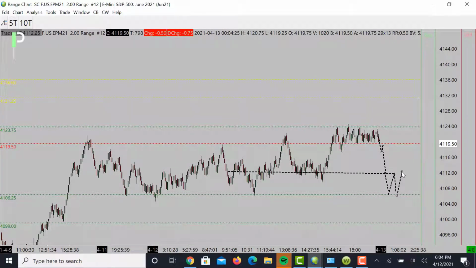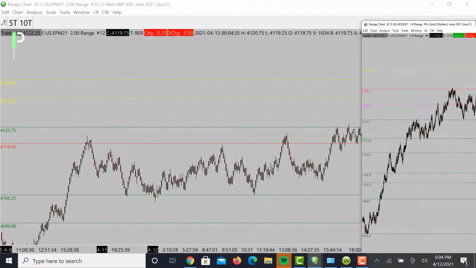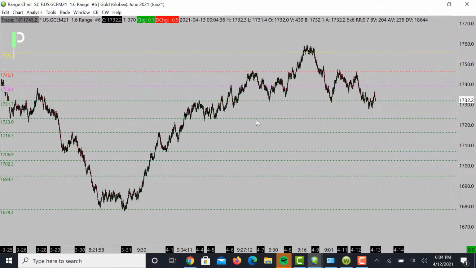So we'll see if we actually get this opportunity as we go into the London session and even into the US session. With that said, guys, let's move over to gold here real quickly. Give you guys a breakdown on gold. Now, gold, we did have some opportunities.